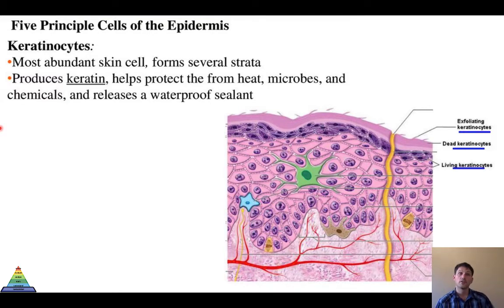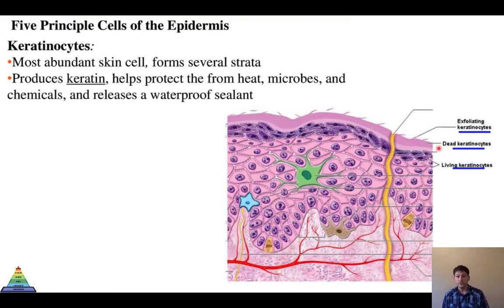The first cell type that we need to know are keratinocytes. These keratinocytes are the most abundant cells. I'm moving my pointer over all of these light pink cells with purple nuclei. If they have a nucleus, they're living keratinocytes. And up here at the top, you can see there's no nuclei, and so those are our dead keratinocytes. And then the skin that sloughs off, those are called exfoliating keratinocytes because they're breaking off and shedding.